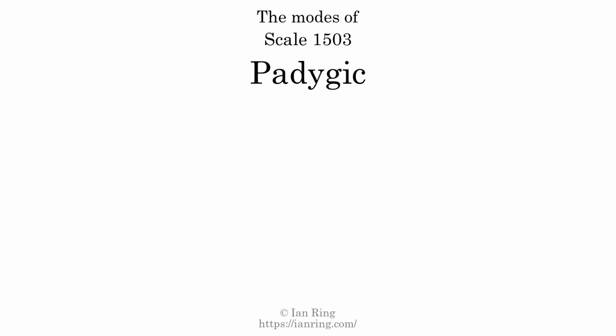This scale has 9 modes. The first mode is itself. The second mode is scale 2799, also known as Padygic. It sounds like this.